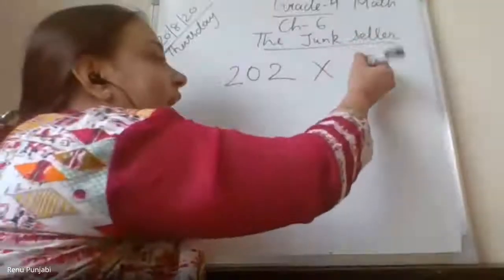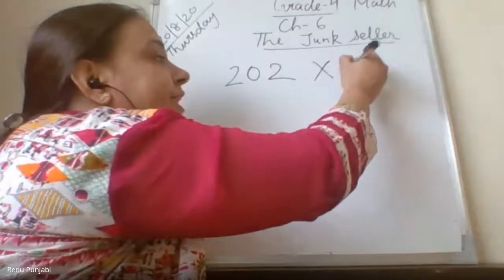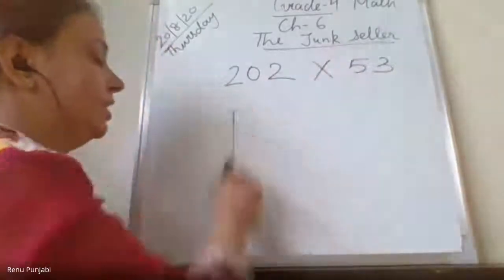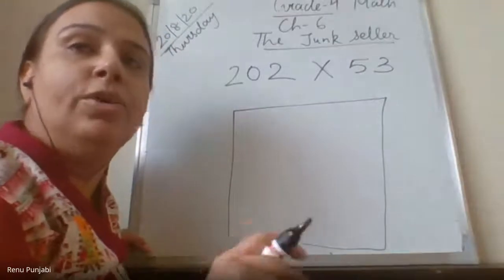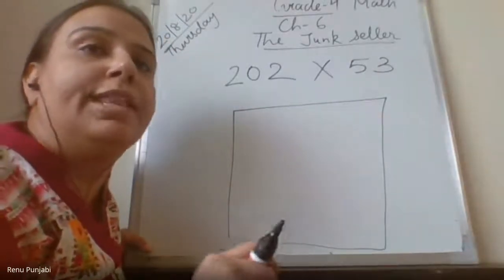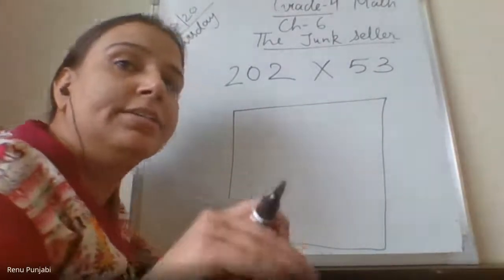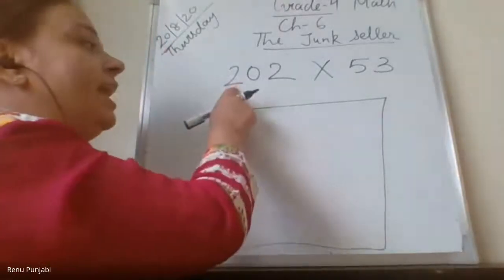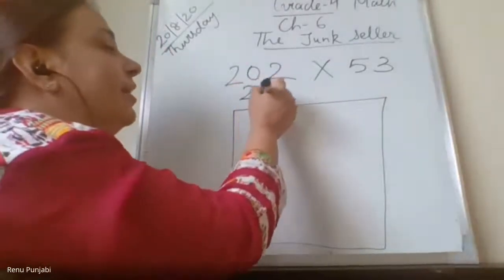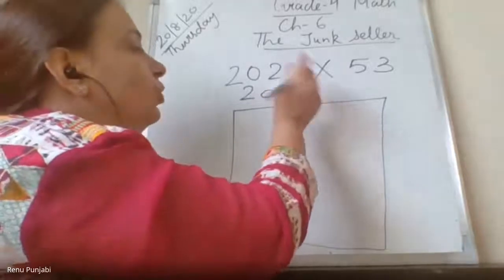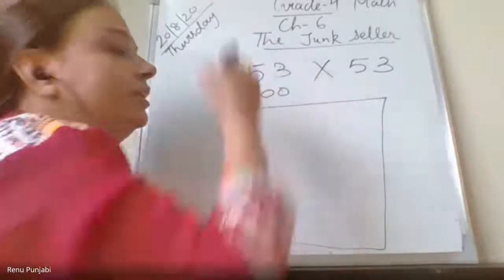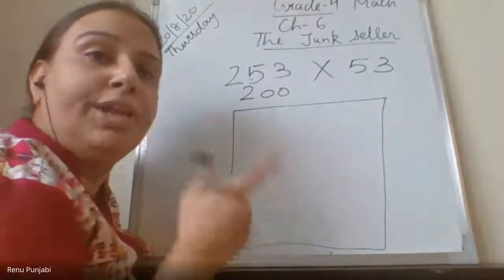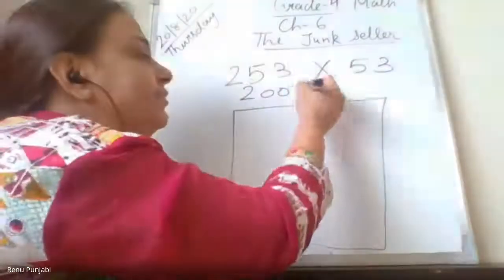So ma'am, I will take here 53. So I will make the columns. It's okay, you know. There are few children who don't know. For them, I am explaining it again. So if there are 3 digits, 253 we take. So we will expand it into 3 parts. 200 plus 50 plus 3.